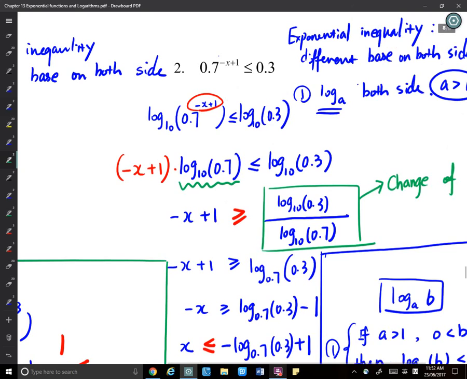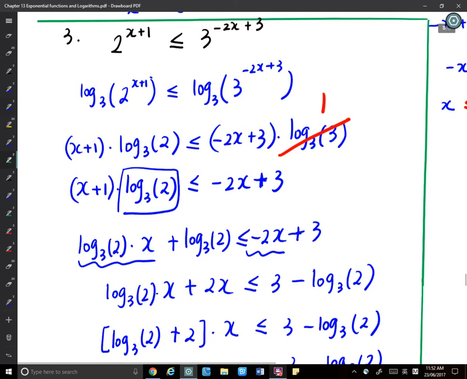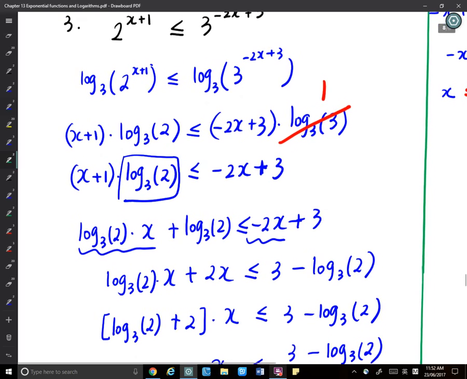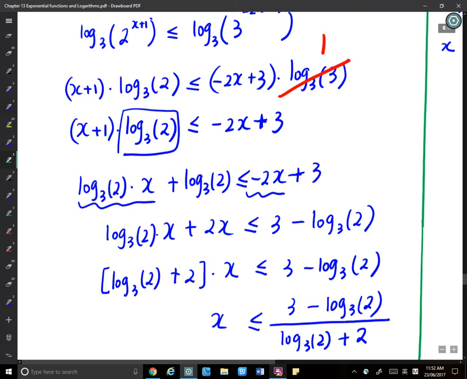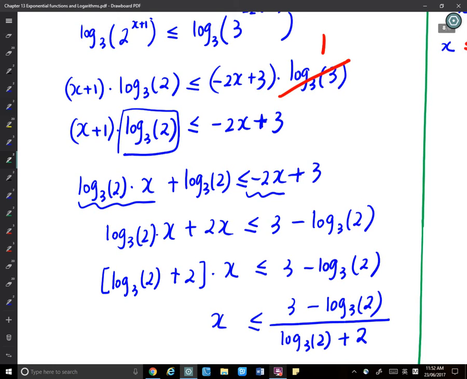Why I don't choose the same base as before in this question: we have 0.7 and 0.3, and none of those is greater than 1, so I won't choose 0.3 or 0.7. But in this question, 2 and 3 are both greater than 1, so I can choose any. I can choose base 2 or base 3. After we choose the same base and simplify, it becomes a linear question. Even though it looks quite complex, log 3 of 2 is the same as 3 or 5. You expand, collect all the x terms, divide by the coefficient, and you have the value for x. I highly recommend you to do this again.